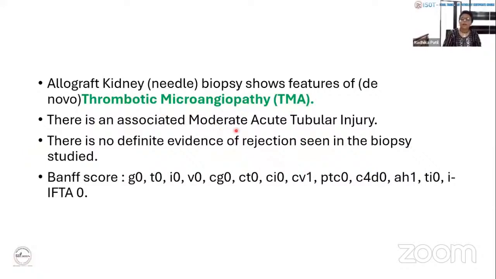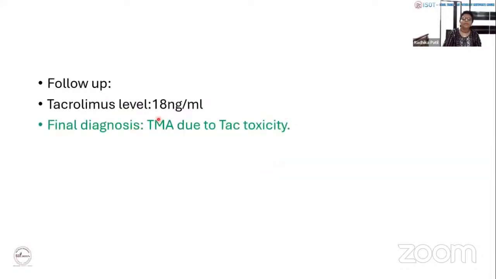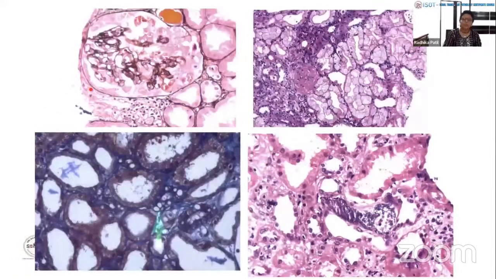There is associated moderate acute tubular injury, but there is no evidence of rejection. On further evaluation, tacrolimus level was 18 nanogram per ml. So it was TMA due to TAC toxicity. So what other changes can we see in other compartments of TAC toxicity? This is a silver stain, best for collapsing glomerulopathy. This is a collapsing glomerulopathy, where there can be a segmental or global collapse of the tuft.